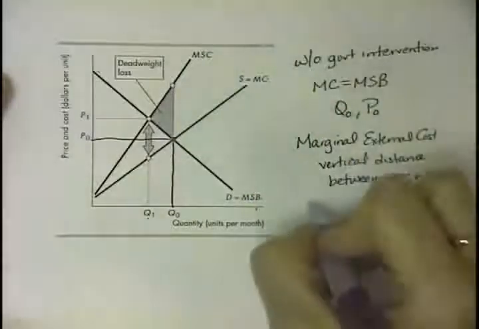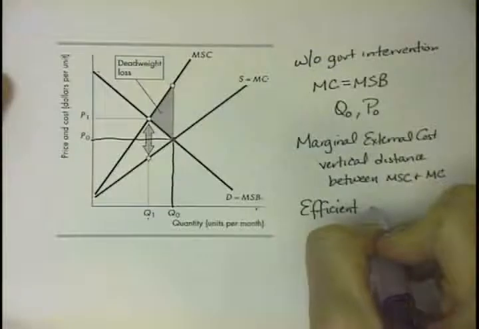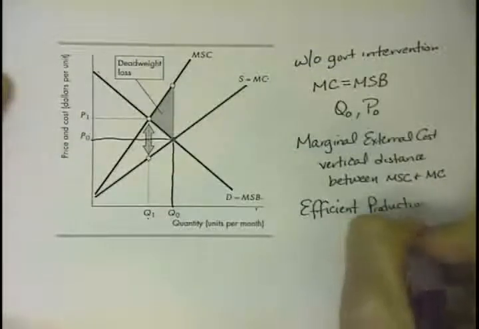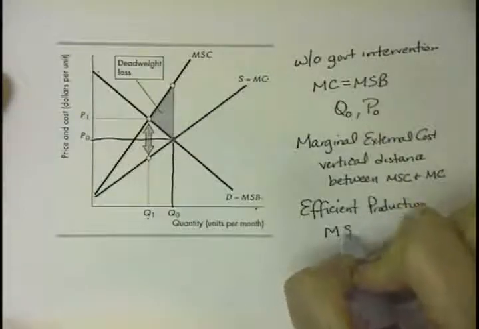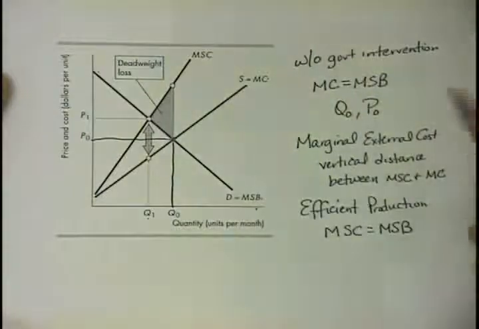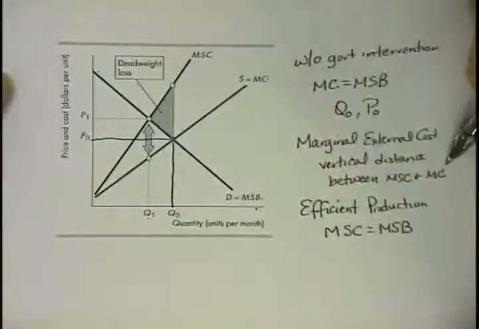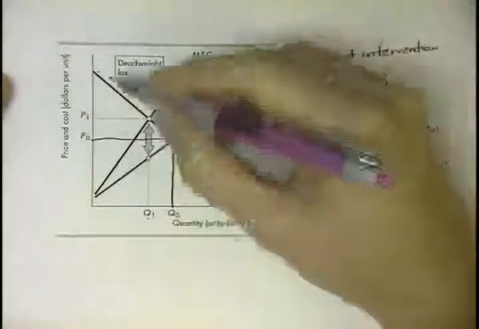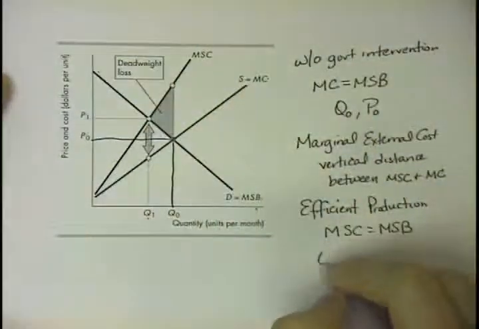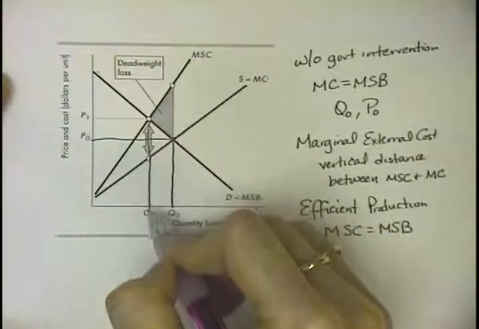We also want to figure out what is the efficient amount of production. The efficient production is always going to be where marginal social cost is equal to marginal social benefit. So that's where this curve, the MSC curve, intersects this MSB curve. The MSC curve intersects the MSB curve at Q1. We're going to be at Q1 now, and then our price is going to be P1.